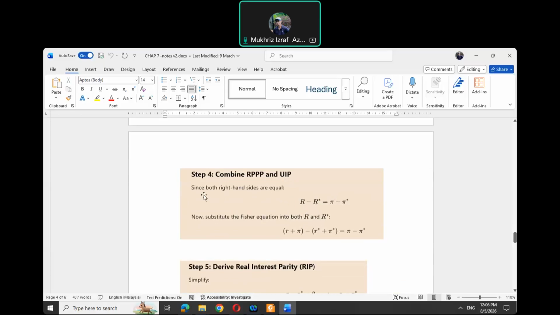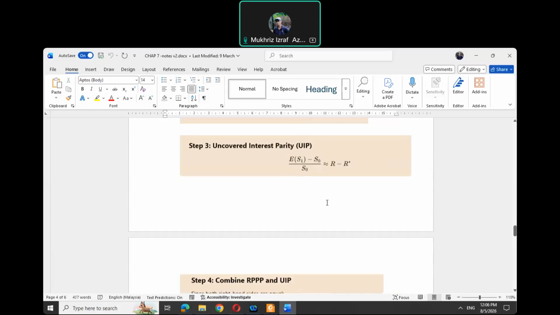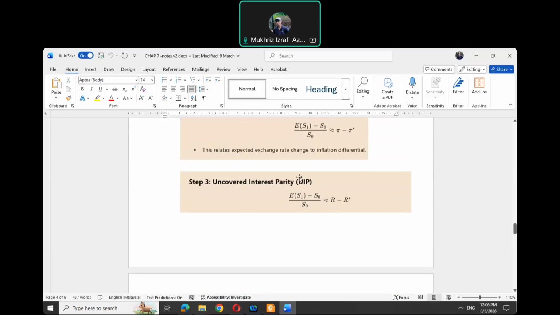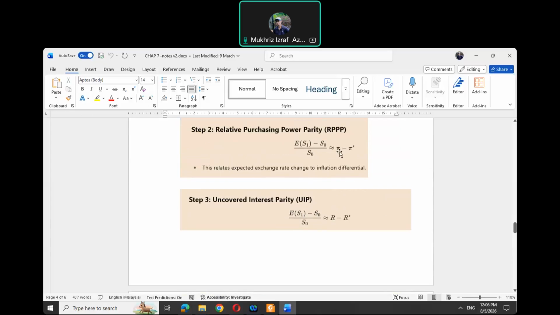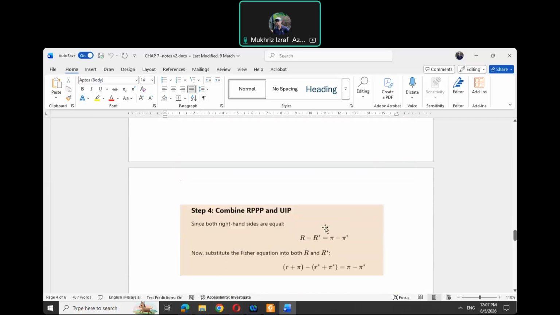Okay, so since both right sides are equal, you can see here, this one is the changes in inflation. This one is the changes in the nominal interest rate. But the left side is equivalent. So you can take both sides here, so pi minus pi star should be equal to R minus R star.